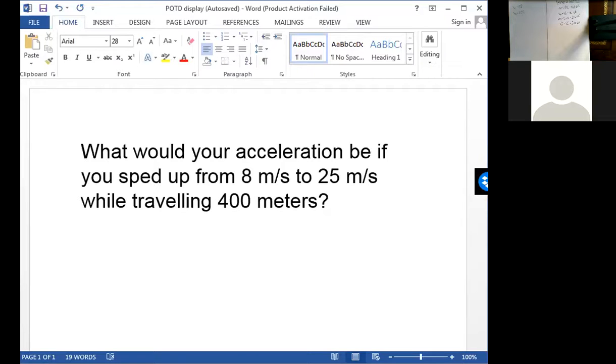If he's traveling 400 meters, what quantity does that tell us? Distance. The distance, right? So that's how far he goes. So that's our distance or displacement. That's our delta x. So we've got 3 givens. That's good. What's the unknown quantity in this problem? Your acceleration. It's asking us, what would your acceleration be, right? So AX, that's our question mark.